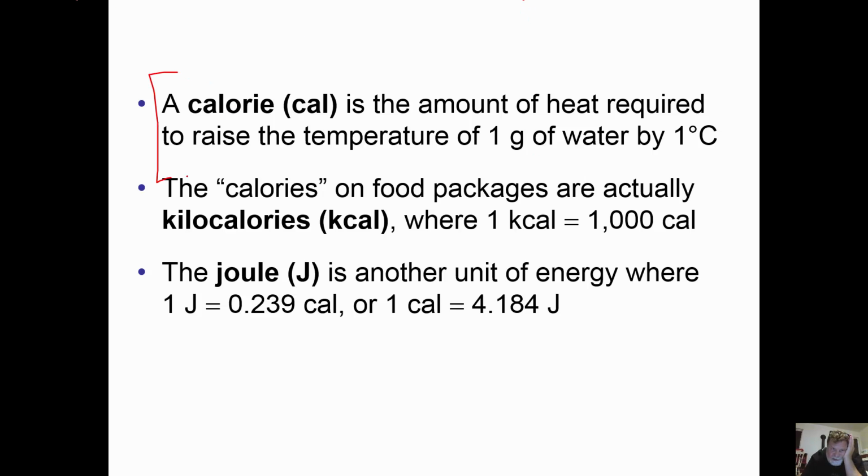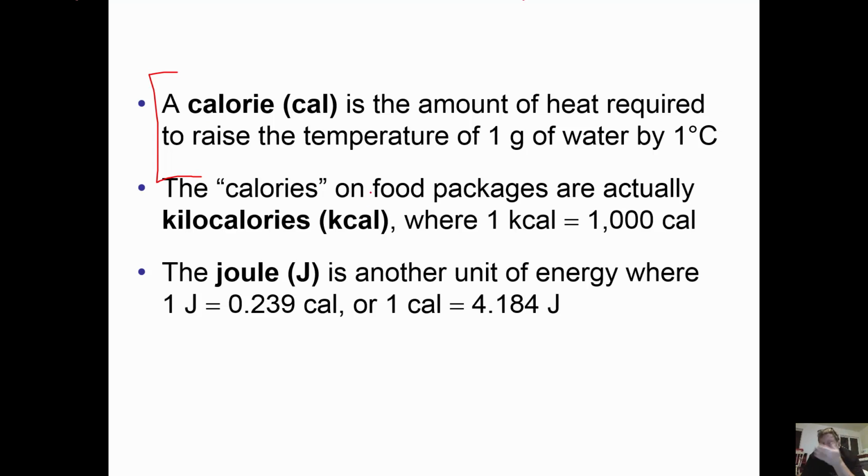Again, the idea of heat is we're looking at a calorie, which is the amount of heat required to raise the temperature of 1 gram of water by 1 degree Celsius. So if you were to raise the temperature of 100 grams of water 1 degree Celsius, that would be 100 calories. Or if you were to raise the temperature of 1 gram of water 100 degrees Celsius to boiling, that would also require 100 calories.